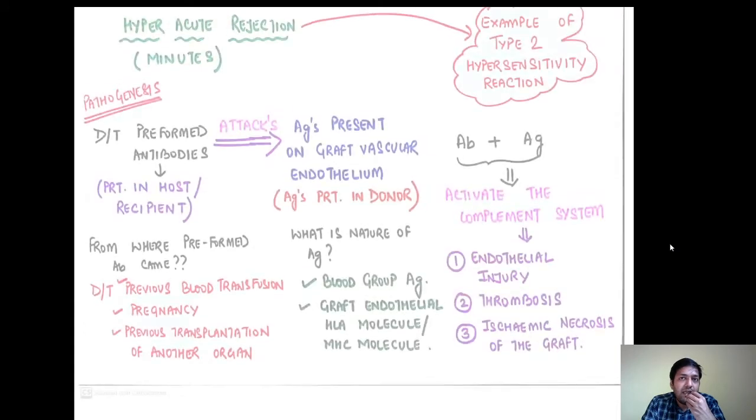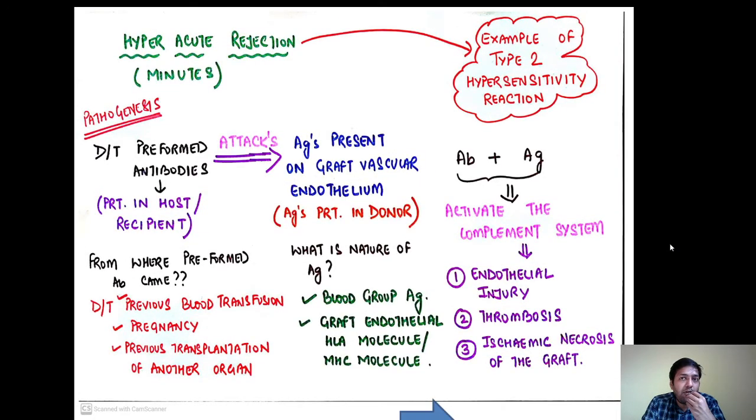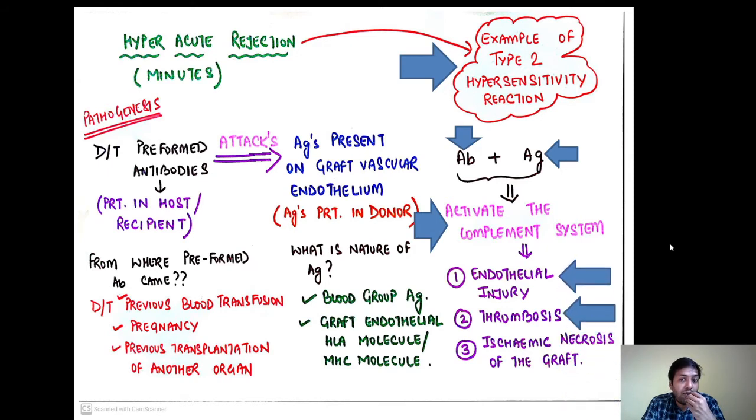Now remember, hyperacute rejection is an example of type 2 hypersensitivity reaction. Once the antibody combines with the antigen, it is going to activate the complement system, which causes endothelial injury, thrombosis, as well as ischemic necrosis of the graft. So this is all about the pathogenesis of hyperacute rejection.